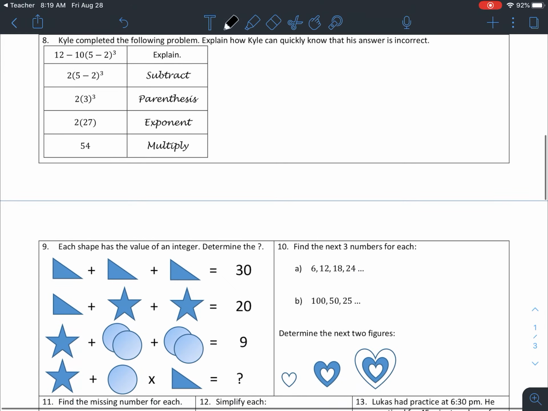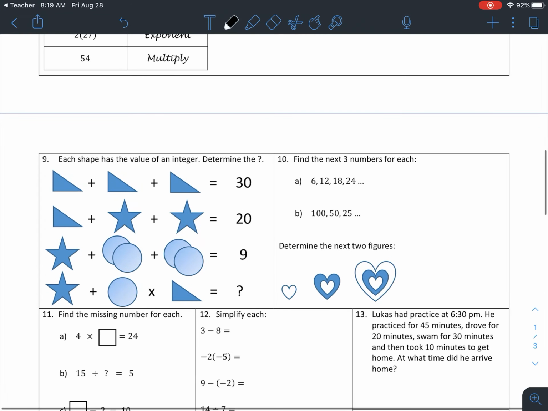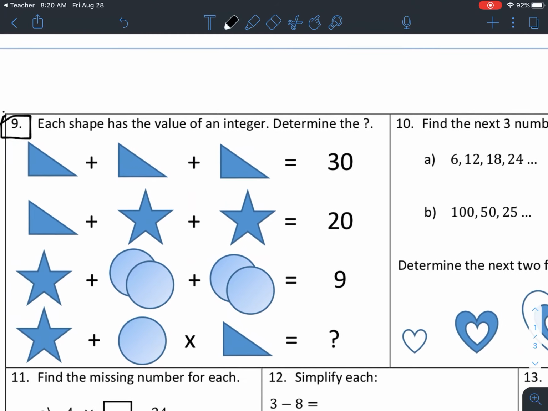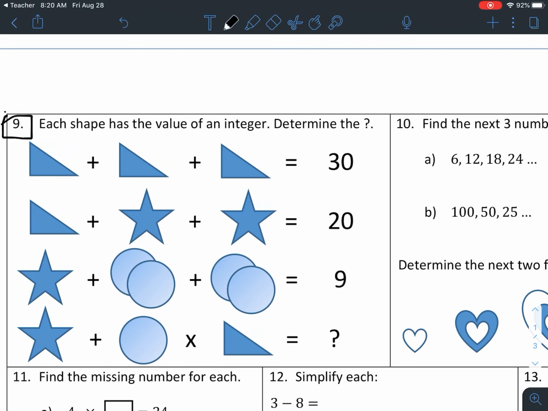Now, we're going to come over here, and I want us to do number 9 here. I know it's not something we've practiced, but it's something I want us to think about. So if we look at this, we have 3 triangles, and they're all adding together. So whatever number I give the triangle has to equal 30.